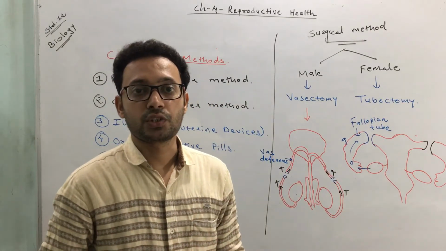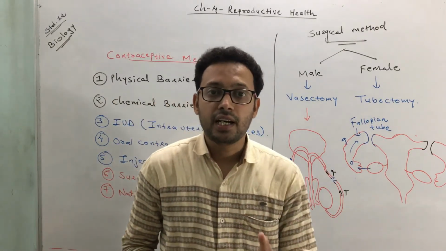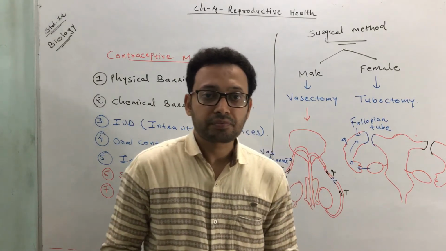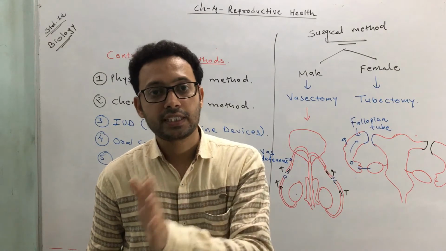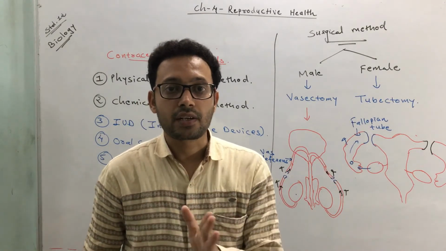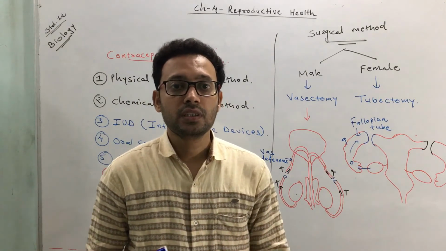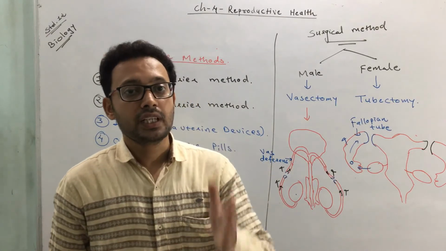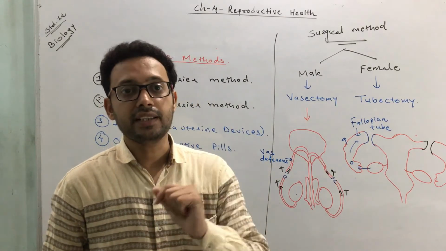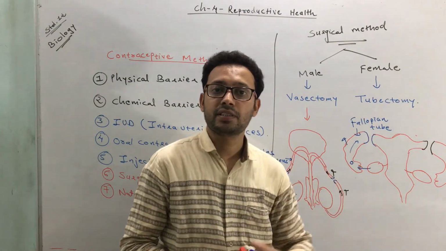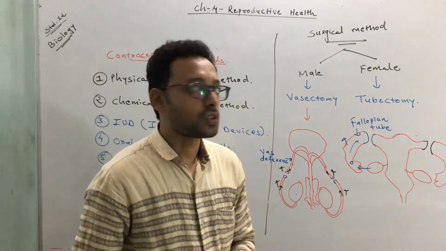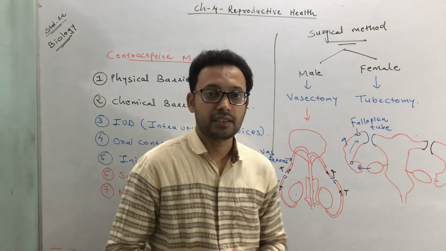They prevent birth control. That means they are useful for permanent contraception. Their reversibility is very poor, or it is irreversible. That is the disadvantage. But again, the advantage is that the chances of failure of this method are almost nil. So this is called the surgical method.